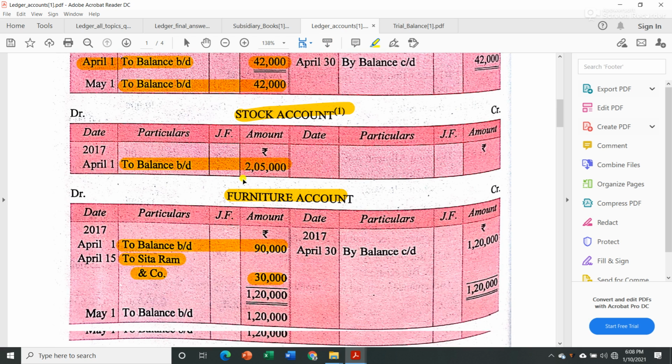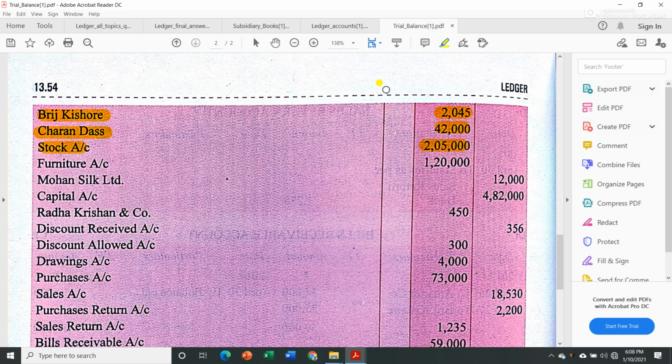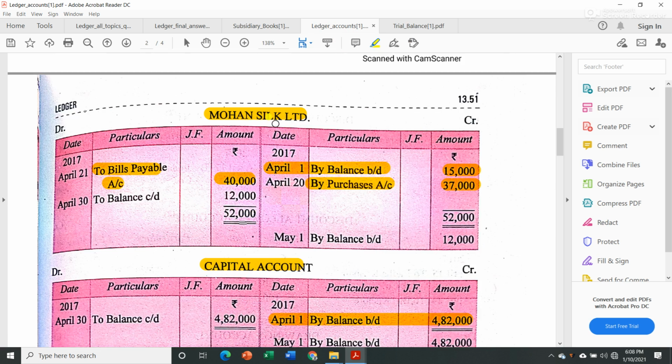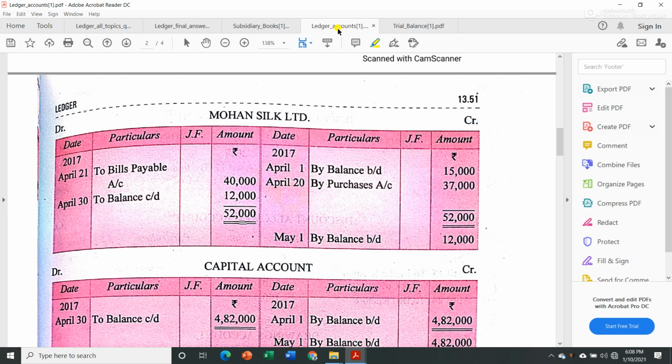Then next ledger account we have furniture account, and after balancing we got a debit balance of 1,20,000. So this one we will write furniture account on the debit side 1,20,000. Then next, after furniture account, we have Mohan Sukh Limited account. Now Mohan Sukh Limited account, we got a credit balance of 12,000. So in the trial balance, we will write Mohan Sukh Limited on the credit side 12,000.